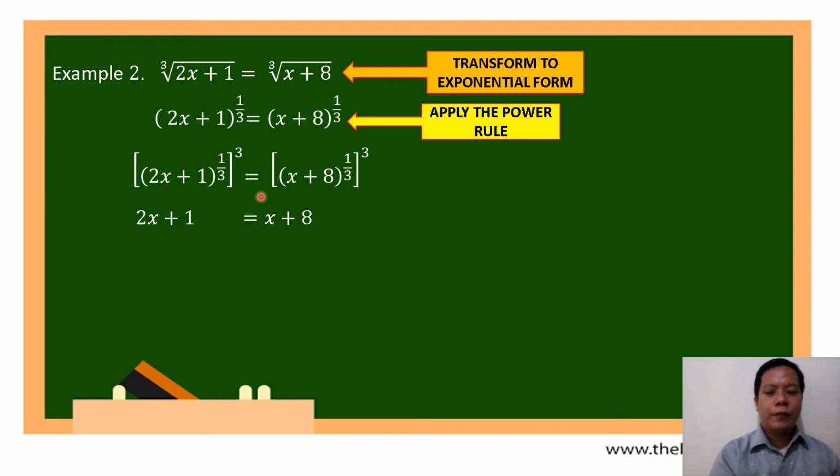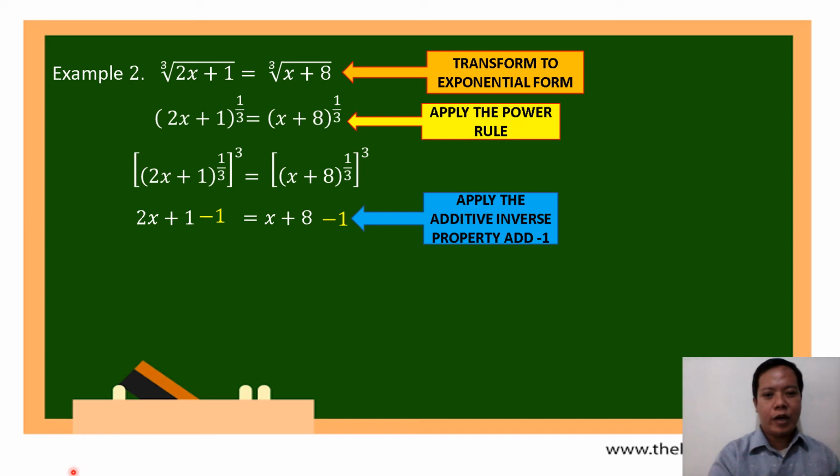It's important to know that when you multiply 3 by 1/3 as a power rule, the result will be 1. 1/3 of 3 is 1, and 1 is invisible when it is the exponent of any base. So this will be this equation. Then after that, we're going to eliminate 1 on the left in order to remain 2x. So what are we going to do? Apply the additive inverse property. We're going to add negative 1 to both sides.